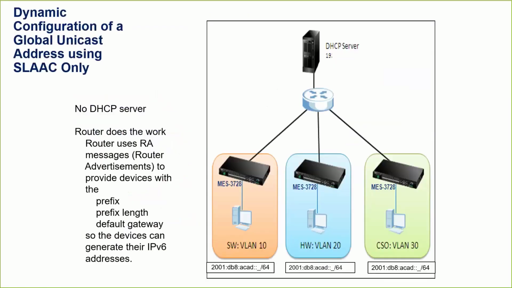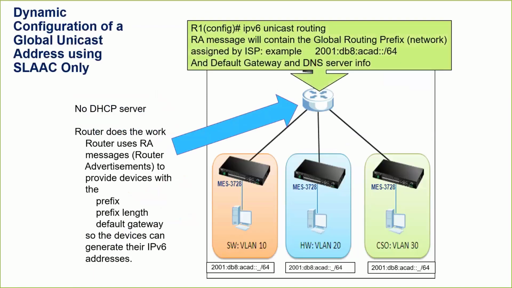Here's what it looks like. Here's my network, right? I'm not using the DHCP server. I, as the network administrator, have gone in and configured IPv6 unicast routing. I've also told the router what its prefix length is, what the default gateway is, and if there's a DNS server. So now this is the message. This information gets put into a router advertisement and it gets sent out to each of these devices.